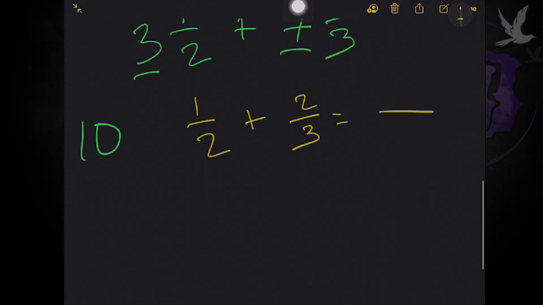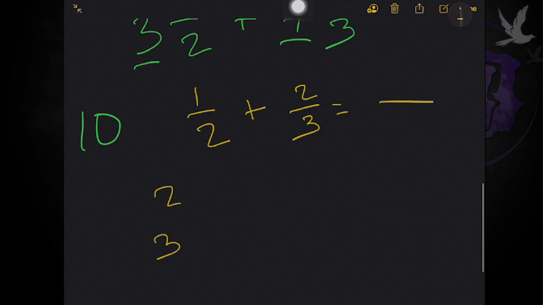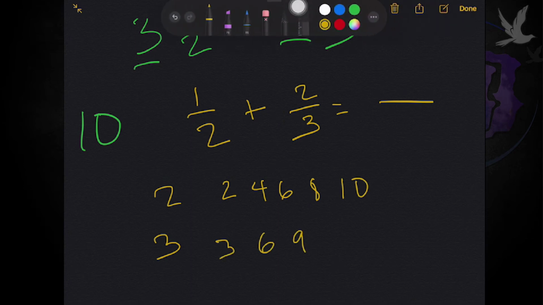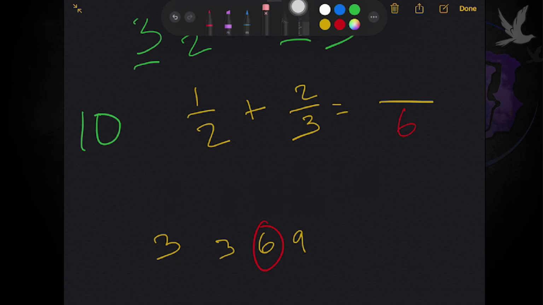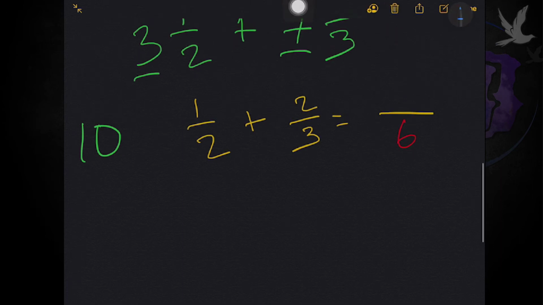Getting our LCD, you have 2 and 3. Skip count, 2, 4, 6, 8, 10. You have 3, 6, 9. Agad. We already have. Kasi smaller numbers nga, mas madali eh. Smaller numbers. So we have our LCD as 6. Okay, so since we already have our LCD, we can proceed to the normal process.